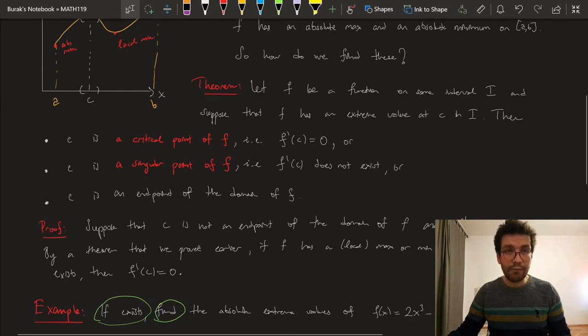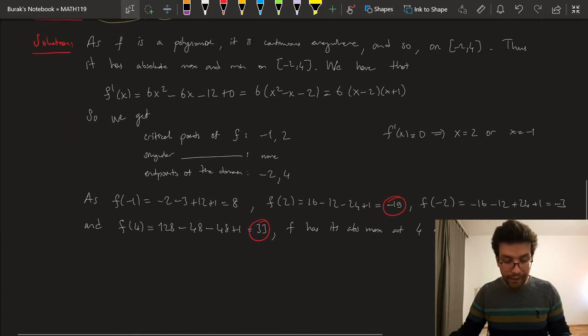I know my candidate points. My candidate points are either critical points, singular points, or endpoints of the domain of f. So I took the derivative of f over here, and then I got two critical points. I have two endpoints of the domain of f, and I have no singular points. So I have 4 candidate points. I simply plug these into the function and look at the corresponding values. The biggest one will be the absolute maximum. The smallest one will be the absolute minimum. Okay.